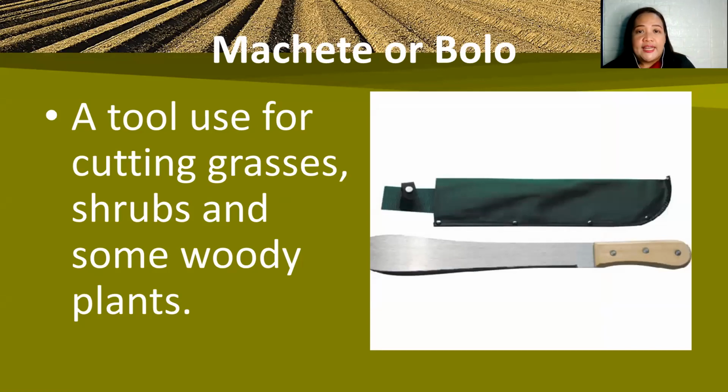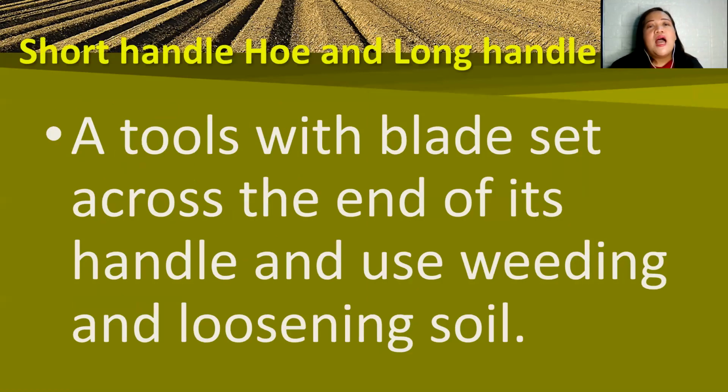We have the machete or bolo. On the screen, you will see the picture of the machete, or you can say bolo. Bolo is a tool used for cutting grasses, shrubs, and some woody plants. A short handle hoe and a long handle hoe are tools with a blade set across the end of the handle, used for weeding and loosening soil. So here's the picture.